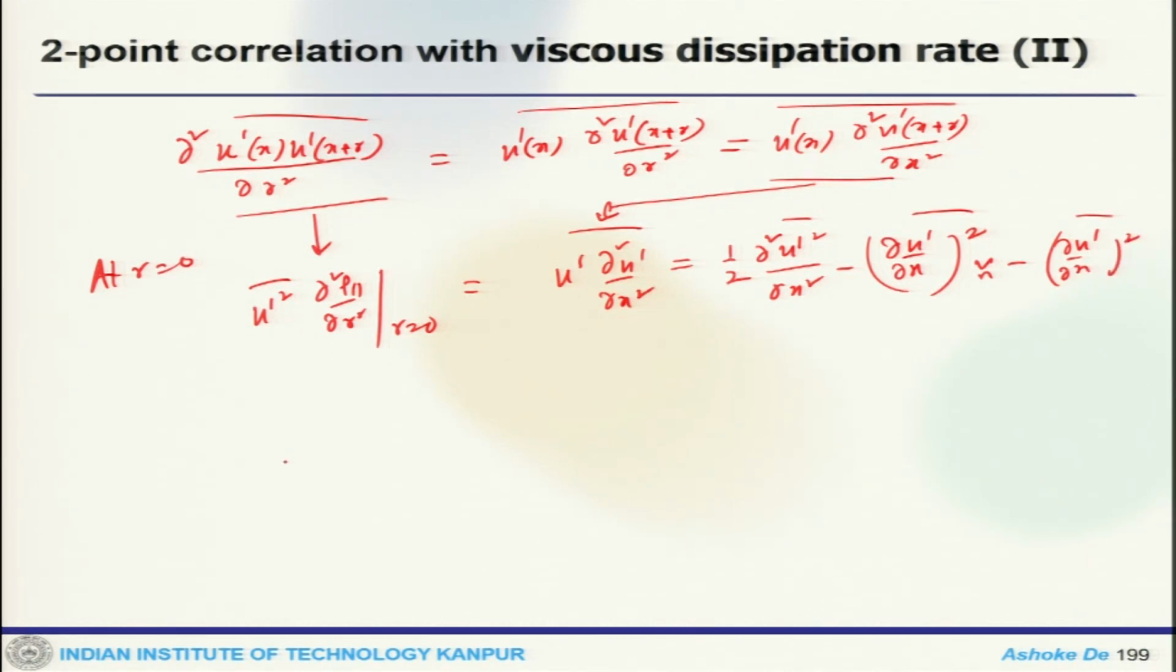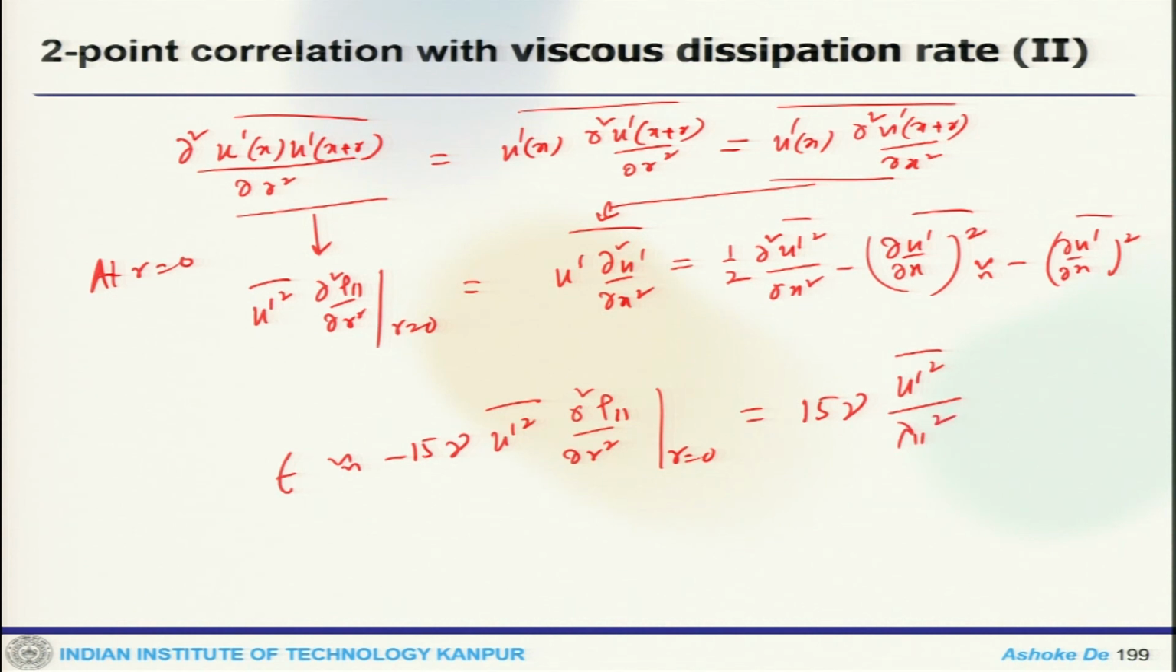So it follows that dissipation is approximated as minus 15 nu u prime square times del 2 rho 11 by del r square at r equals 0, which is 15 nu u prime square by lambda 11 square. This approximation becomes exact for isotropic turbulence. So this is what one can get.